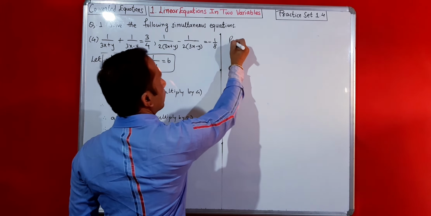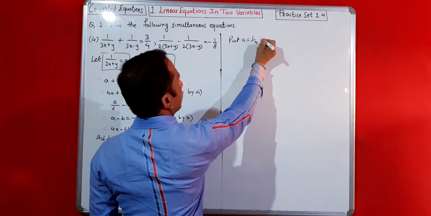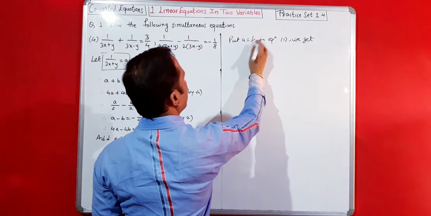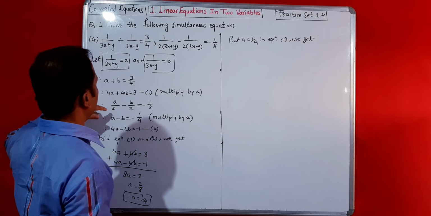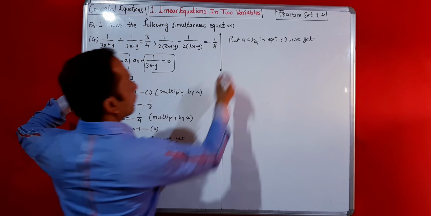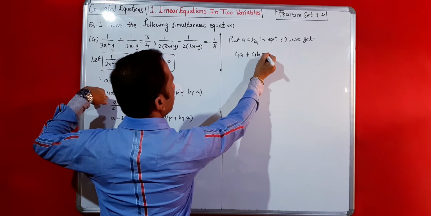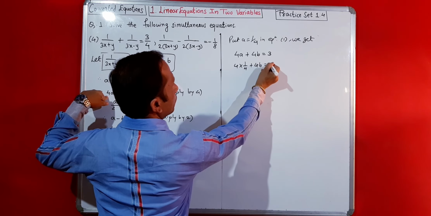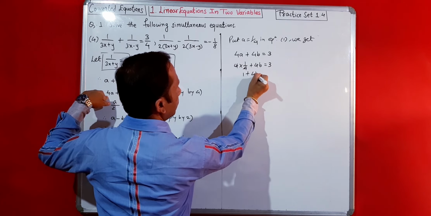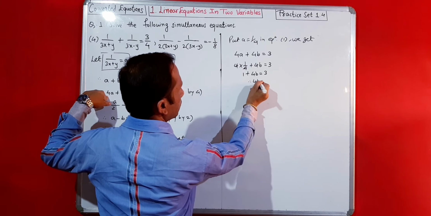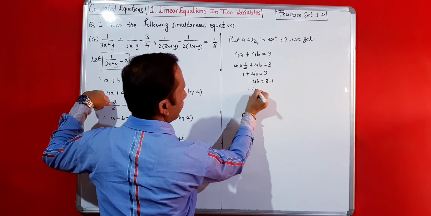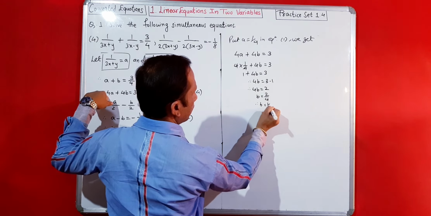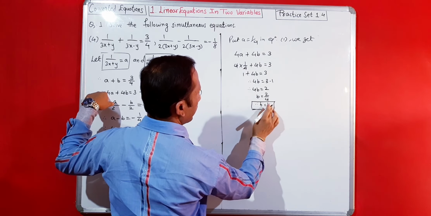Put a is equal to 1 upon 4 in equation 1. What is equation 1? 4a plus 4b is equal to 3. So 4 into 1 upon 4 plus 4b is equal to 3. This gets cancelled. 1 plus 4b is equal to 3. Therefore 4b is equal to 3 minus 1, 4b is equal to 2, b is equal to 2 divided by 4. Therefore b is equal to 1 by 2. This is the second value.